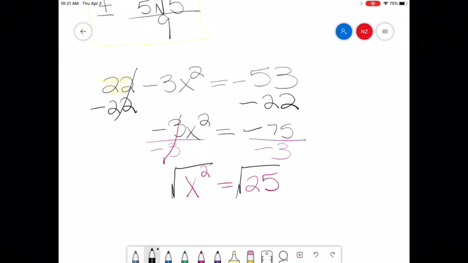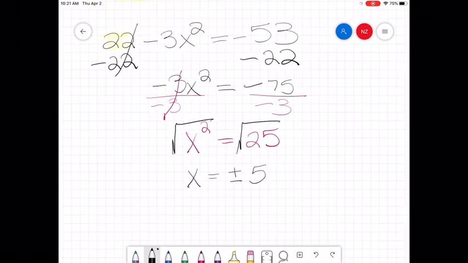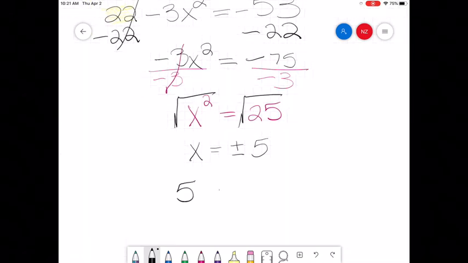When I square root, remember these solutions are plus, minus. What's the square root of 25? Hopefully you know is 5. So my solutions are 5 or negative 5. We should write and. 5 and negative 5. Okay? All right, so that's example number 2. Let's go ahead and do example number 3.